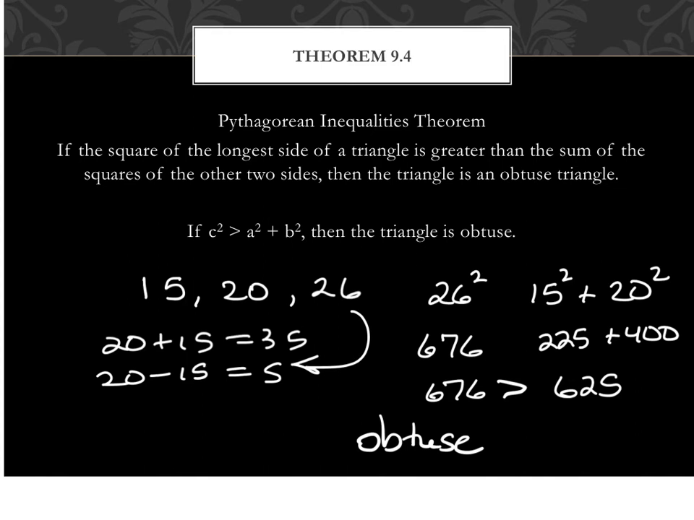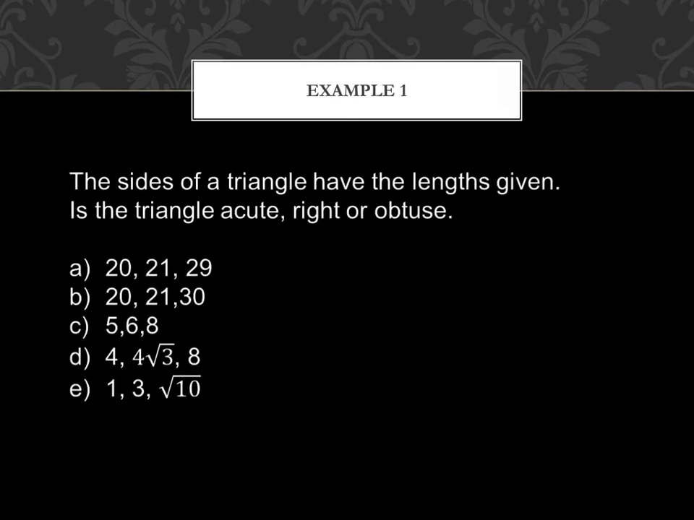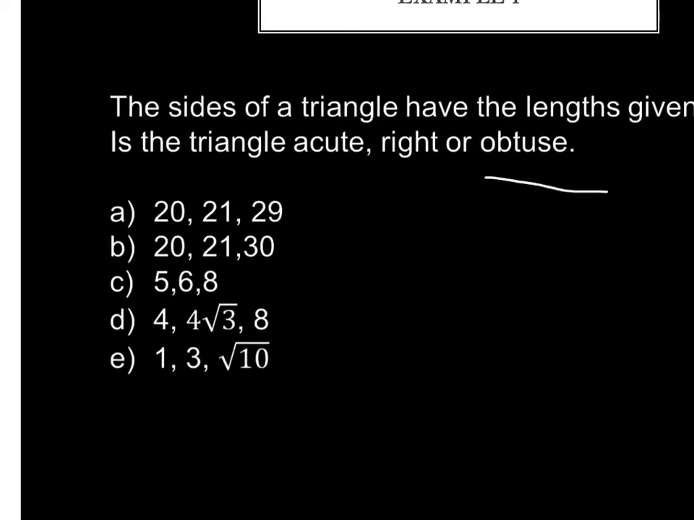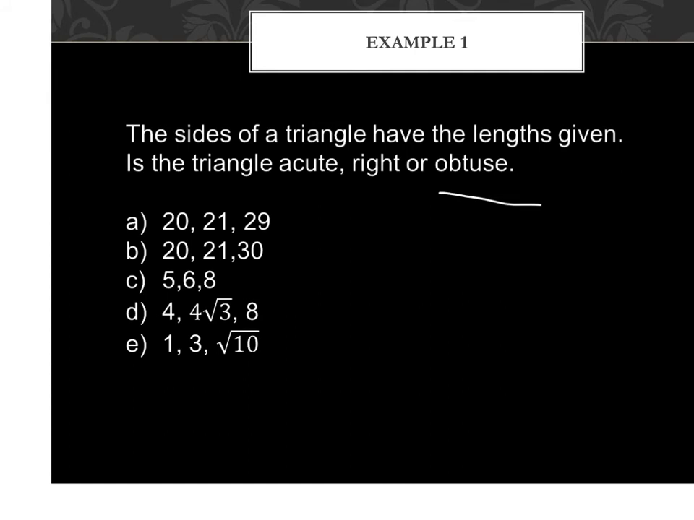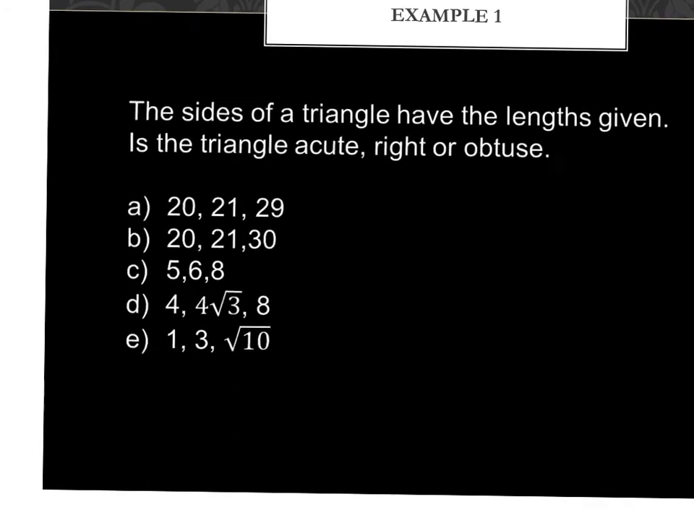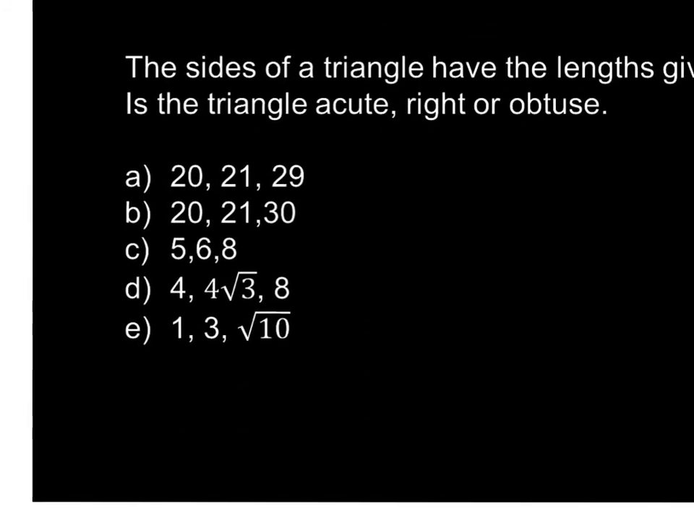Now we're going to try some examples of what I just did. Yes. All right, everybody ready? All right, so the first one, again, they want us to decide, are these sides going to form an acute, a right, or an obtuse? Now, again, always take the numbers, add and subtract them, do a quick check to see if the biggest number is going to fall in between.